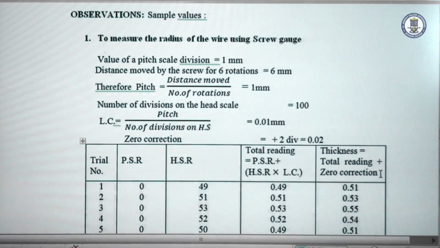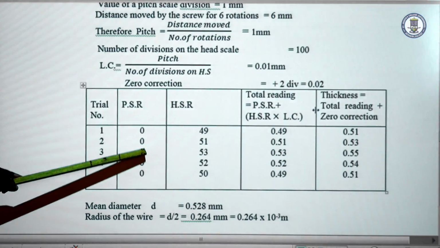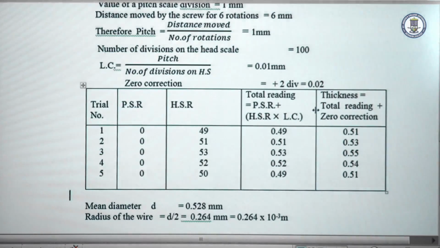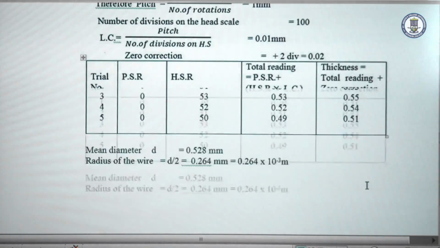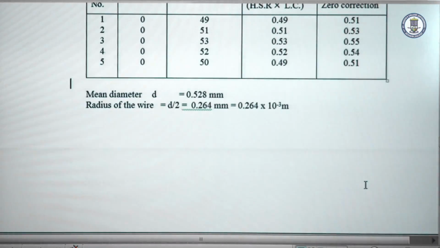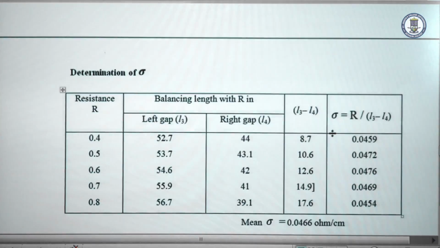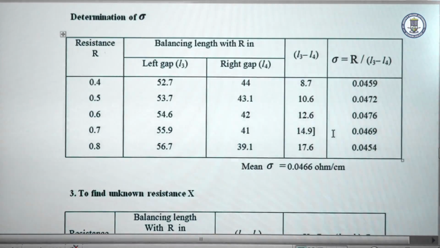Coming to a sample set of readings that we obtained in the Carey Foster bridge, initially we determined the radius of the given coil of wire using a screw gauge. The least count of the screw gauge is determined first. Then the pitch scale reading and the head scale reading are noted, the total reading is calculated and the correction is also added. So we obtained the diameter. It was repeated 5 or 6 times and we obtained the mean diameter as 0.528 millimeter. So the radius is equal to d by 2, that is 0.264 millimeter, or 0.264 into 10 to the power of minus 3 meter.